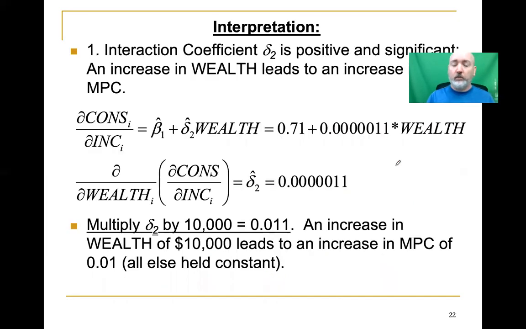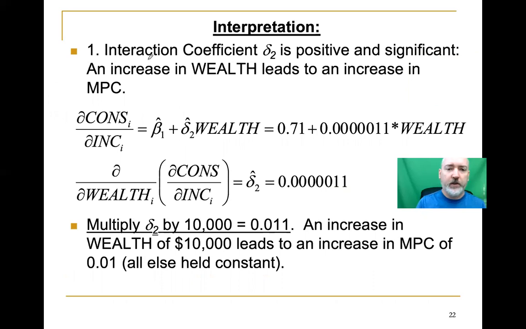Okay, so what does all this mean? Be able to put all this into words with some facility. So the interaction coefficient, that delta 2, is positive and significant. So once you hear that, setting the magnitude aside for a second, what does that mean? As wealth increases, the impact of each dollar increase in income has a larger effect on consumption. The MPC rises as wealth increases.